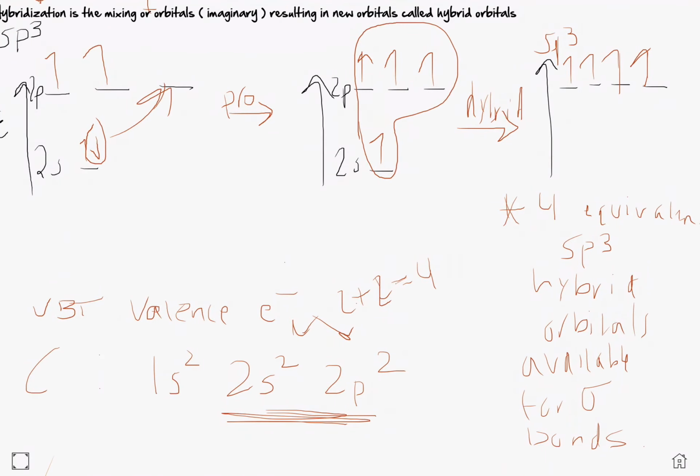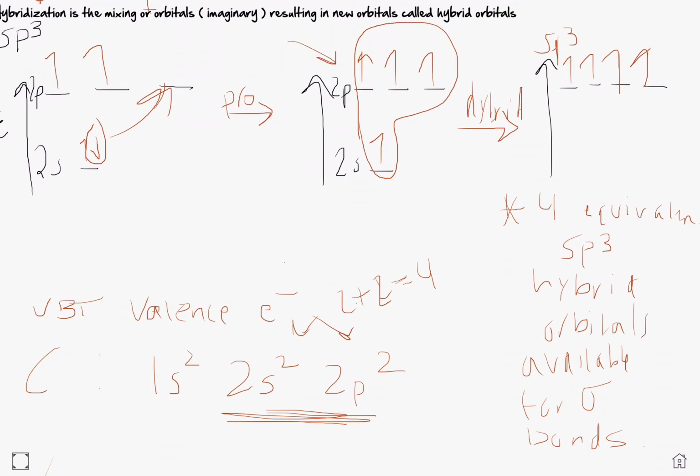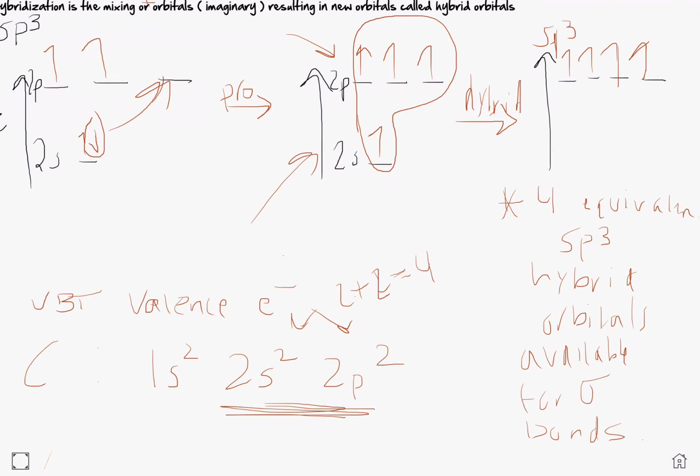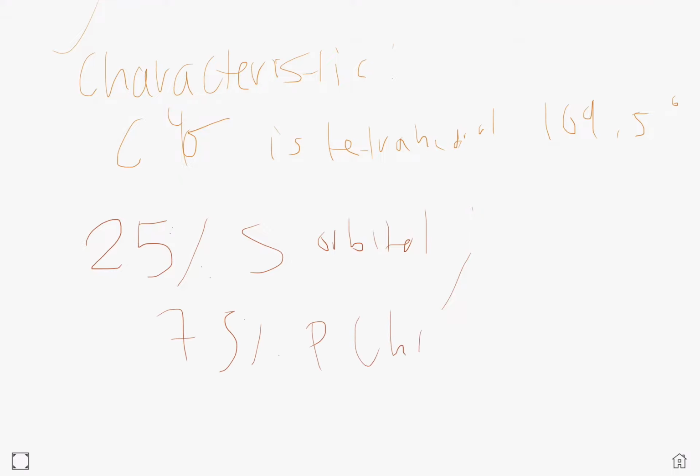And since we see here that 3 p orbitals and 1 s orbital mixed, that means the characteristic is 25% s orbital characteristics and 75% p characteristics.